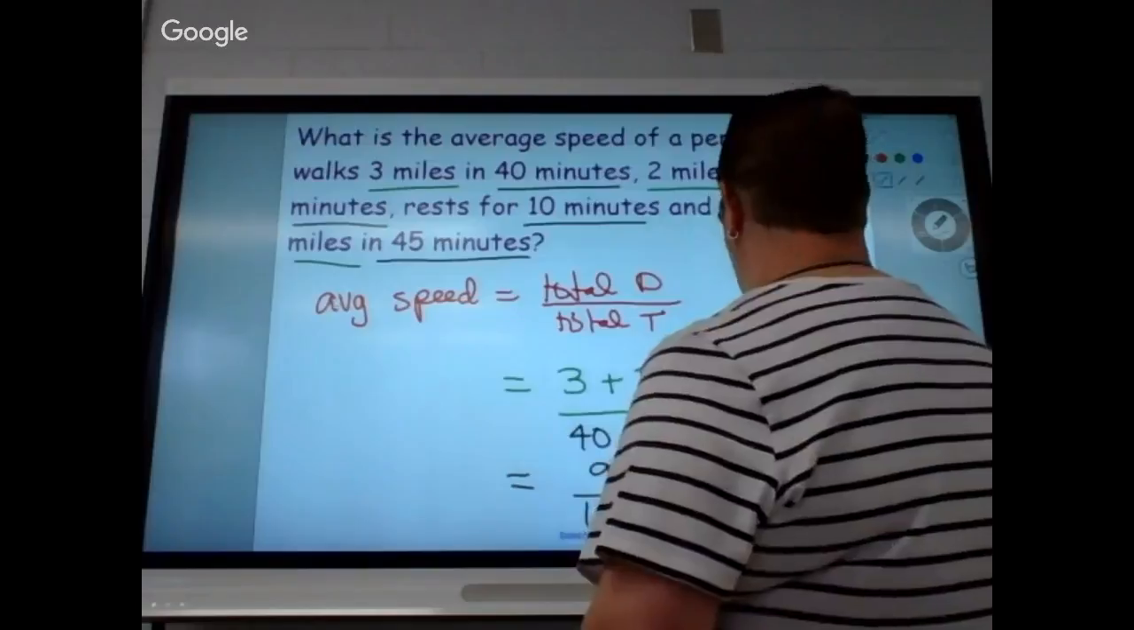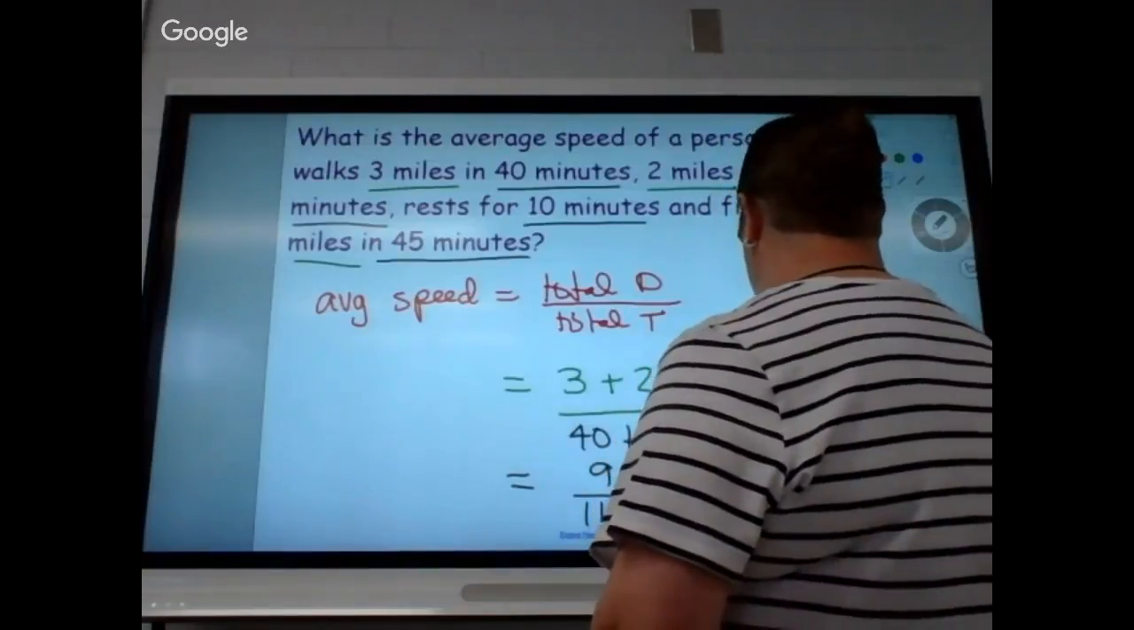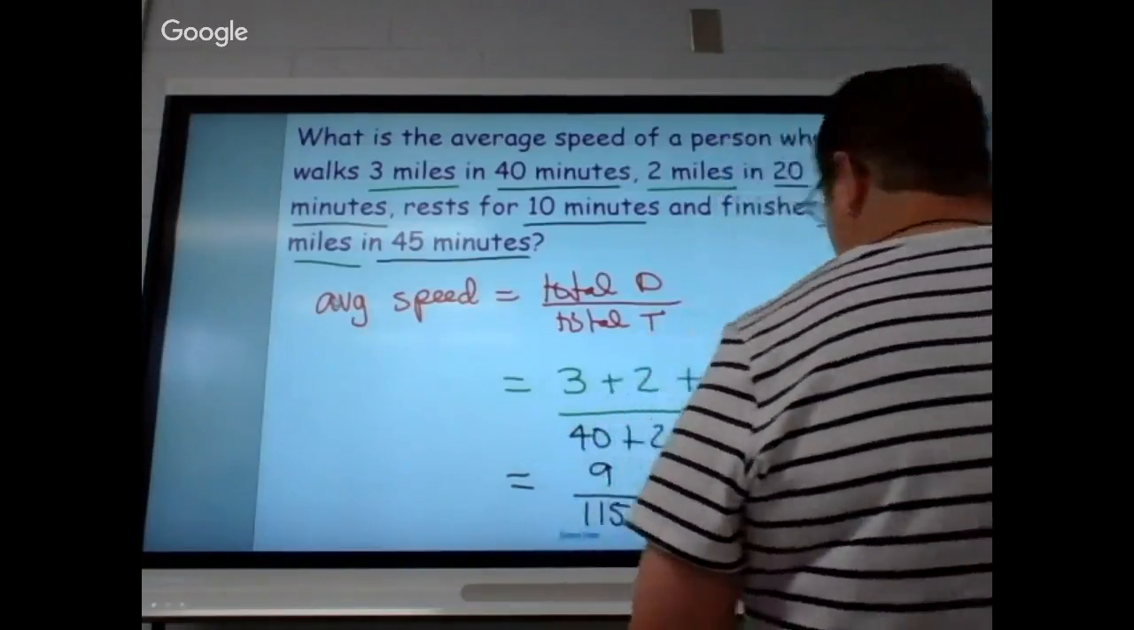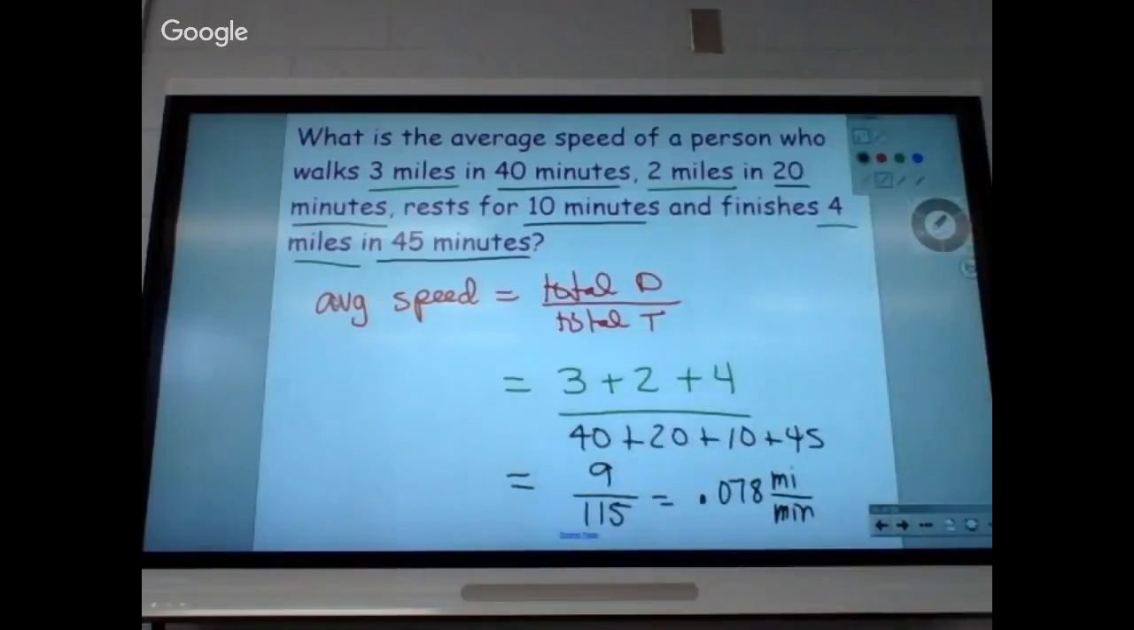Yep, but remember, this is miles per minute. Okay? So, miles per minute. You write MI. You can write MP. Well, you'd have to write miles per, and the abbreviation we use for minutes is MIN. MI per MIN. Yeah. All right, everybody got it?